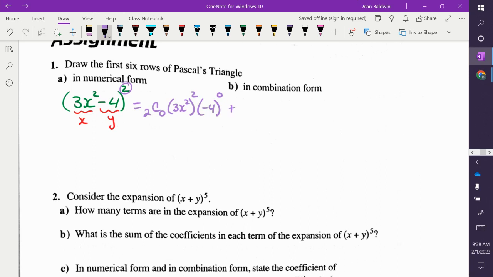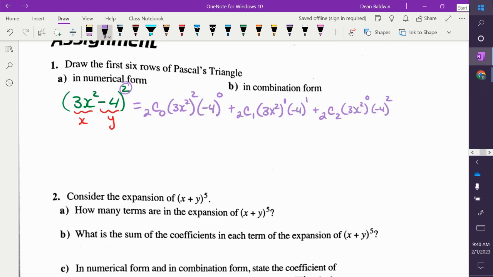Plus, how many y's are in the second term? 1, because it goes up by 1. So then it's 2, choose 1, 3x squared. Your x term, that power goes down by 1, so to the power of 1, and your y term goes up by 1. Plus 2, choose 2. Again, the x term goes down by 1, so it's at 0, and the y term goes up by 1, so it's now at a 2.